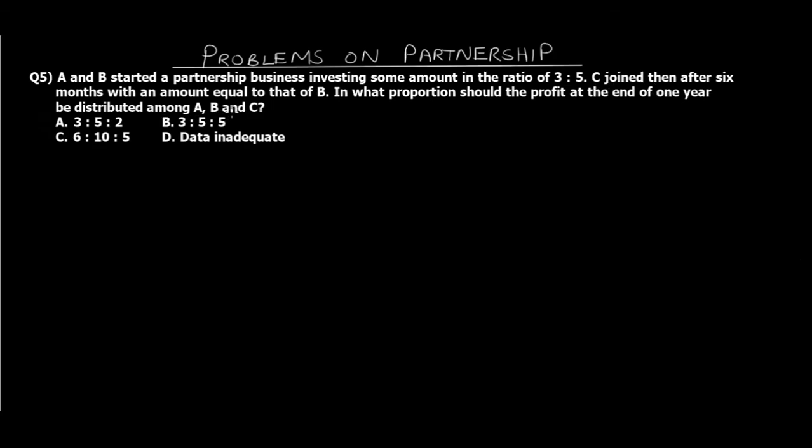So in this question we have 3 investors. However, first 2, that is A and B, start a partnership at the same time at the ratio of 3:5. And after 6 months, C has joined in with the same amount which is being invested by B. So what they are asking is, in what proportion should the profit at the end of the year be distributed between all of the 3? So we are asked the ratio and not the actual amount. So let's try to solve this.